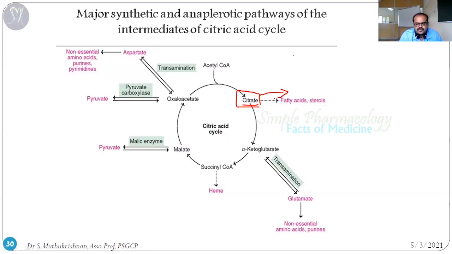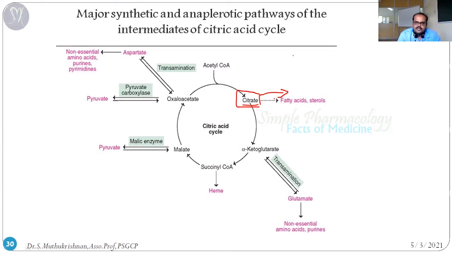From the alpha ketoglutarate, it may convert into glutamate. That means transamination is going to happen, and it's converted into glutamate. We know that glutamate is one of the important things at the brain level. Apart from that, glutamate is involved in non-essential amino acids and purines, so it enters into various pathways. Otherwise, the alpha ketoglutarate continues the pathway.